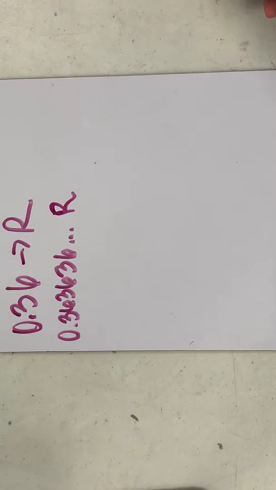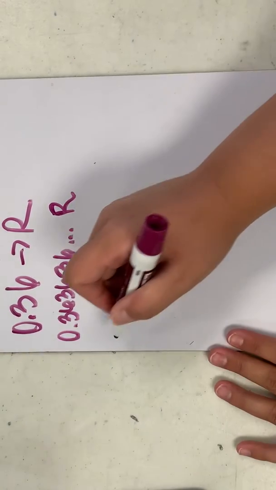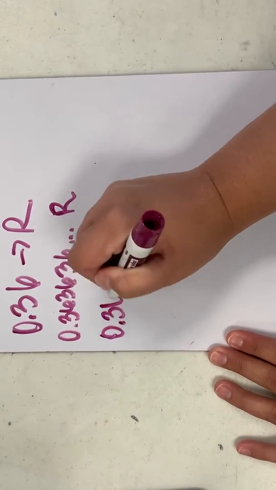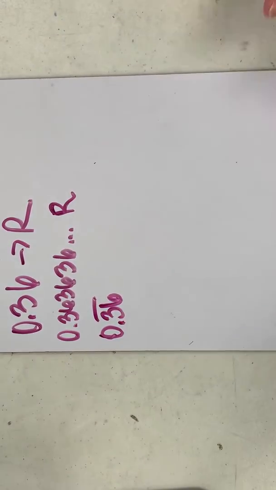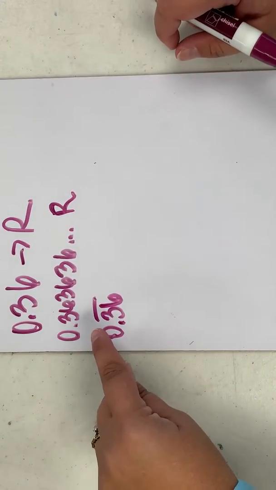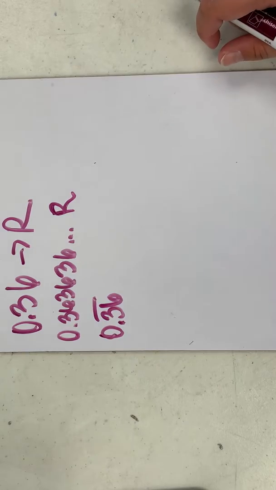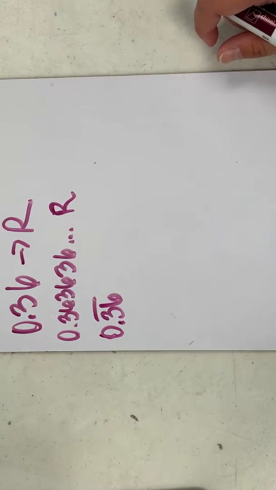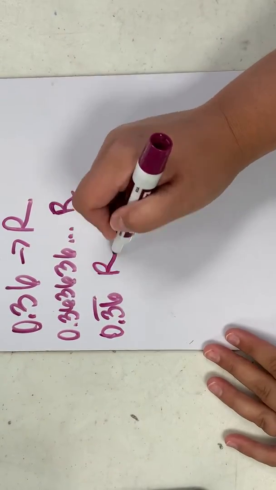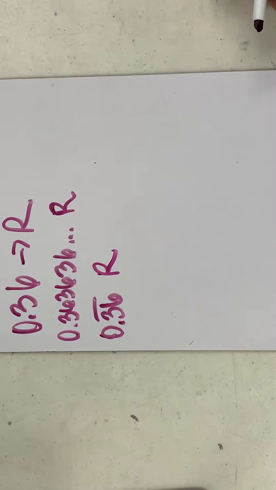Notice I actually checked it. I didn't just go with my instinct. All right? 0.36. I notice bar notation. That tells me that it repeats. If it is a repeater, it is rational. I don't need to give it another name because it's a decimal.